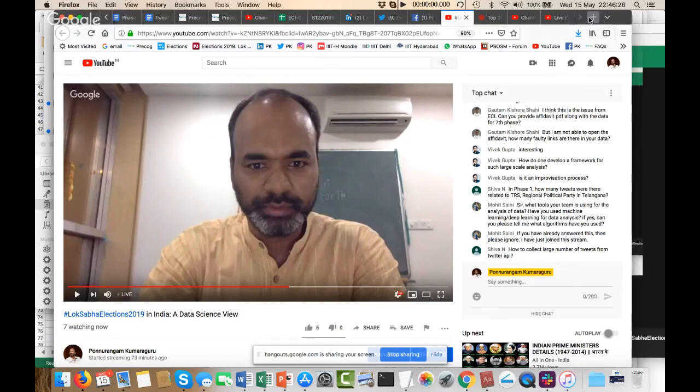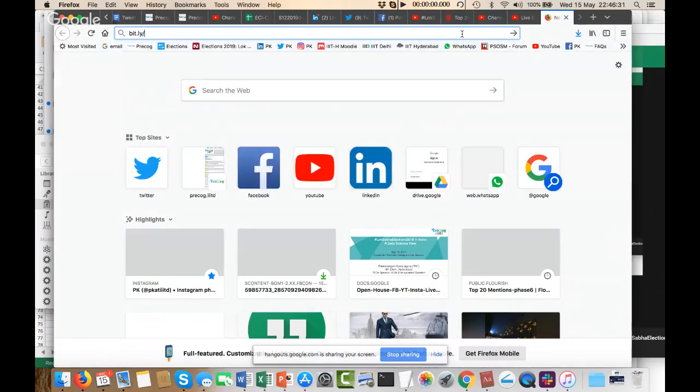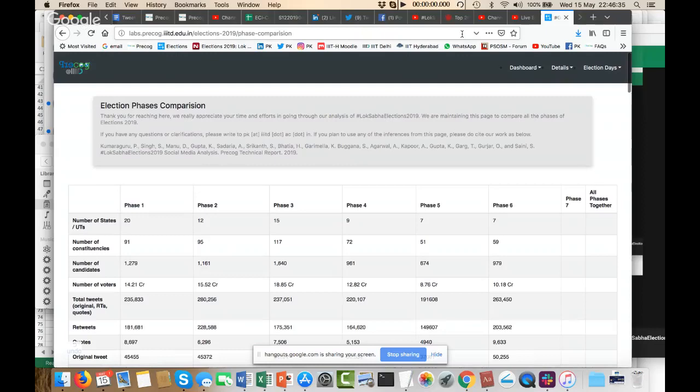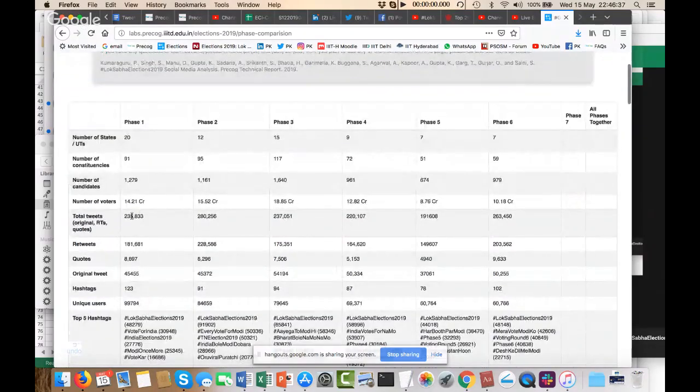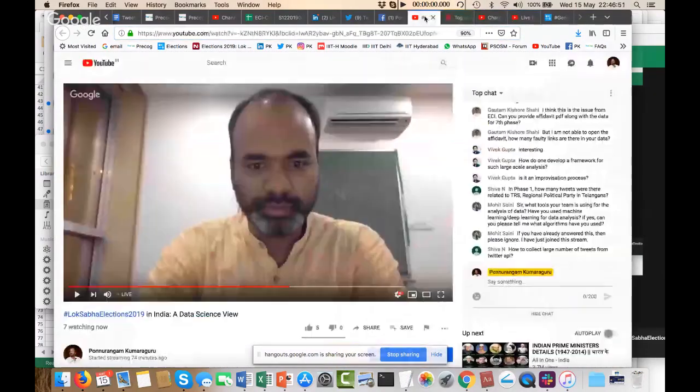I don't think we have only TRS, but we can look at it. I can easily get that. In phase one, there were about 235,000 tweets. So we can easily go back and look at how many tweets had TRS, the regional political party in Telangana, how many tweets had a particular handle, and everything.